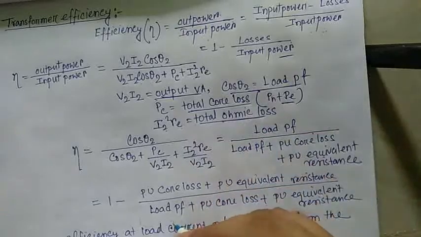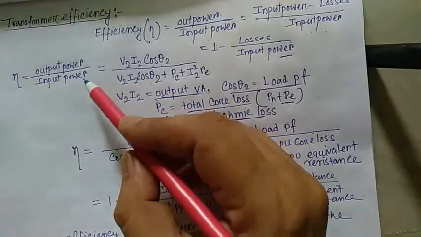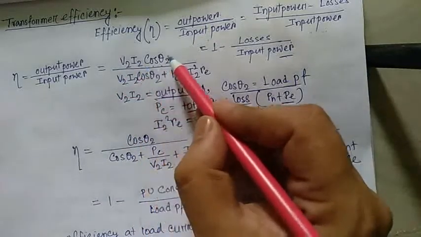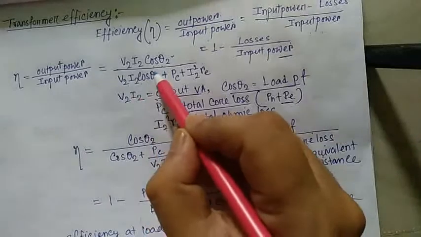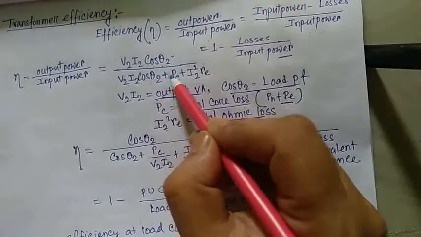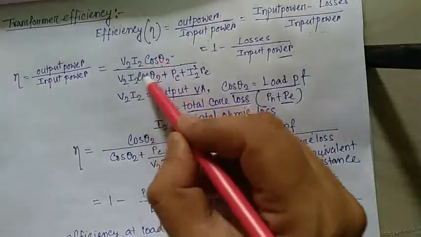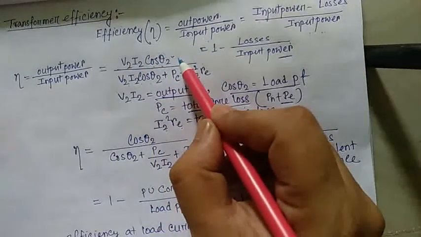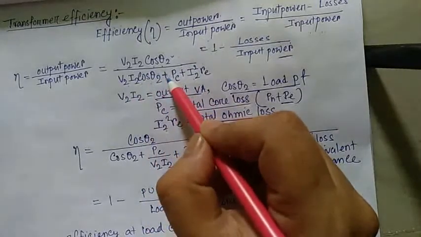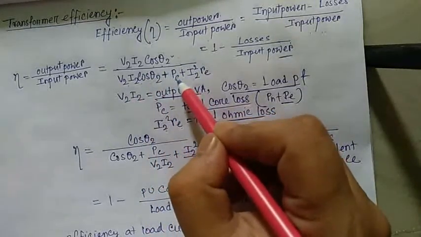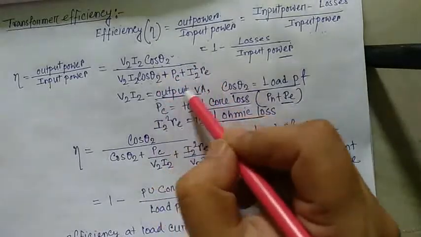I2 square RE is the total ohmic loss. So the efficiency η equals V2 I2 cos theta 2 divided by V2 I2 cos theta 2 plus PC plus I2 square RE. Here V2 I2 cos theta 2 is the output power, and this output power plus the total losses, that is PC plus I2 square RE, gives the total input power.